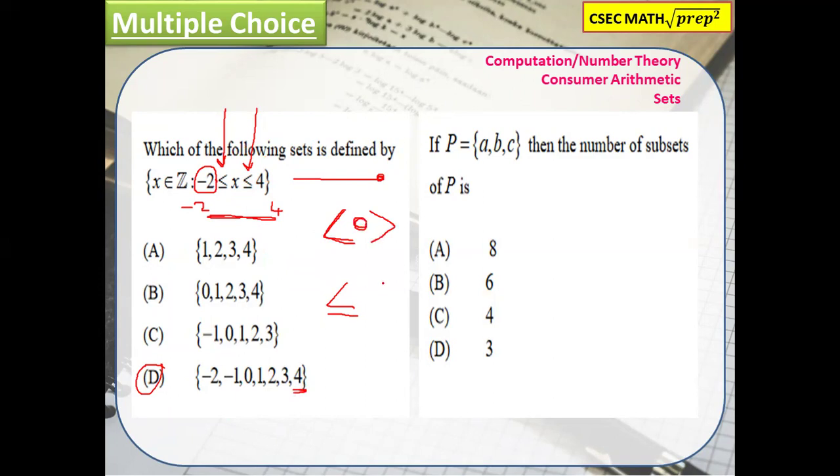And these symbols, less than or equal to, greater than or equal to, they use a shaded circle. There'll be a question further on that requires this concept here.